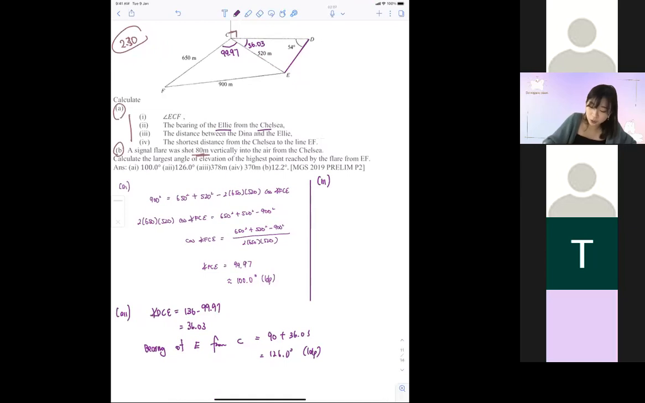In this case, the length is the unknown, so we put the length on top. Sine 36.03 equals 520 over sine 54. Then DE, you bring over and times, and you get the answer already. So DE equals 378.01. You round off to 378. This is 3 SF.